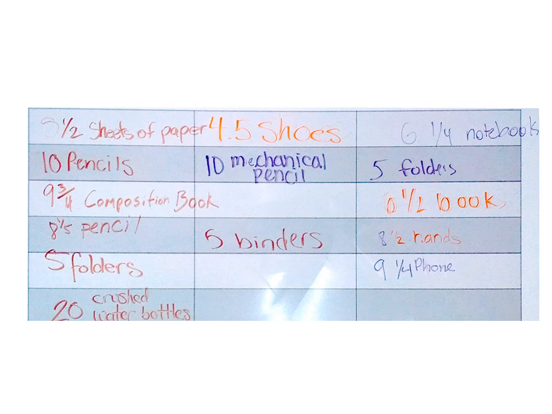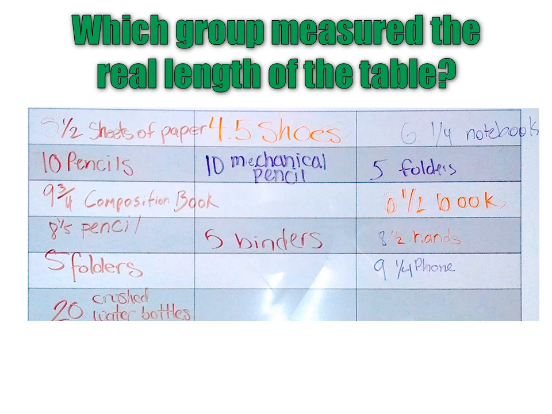And this is the trouble with units. The trouble with units is that if we don't specify a standard unit to use, we have no way of knowing who is correct. We have no way of comparing these to each other. So the question I asked students to think about was, which group measured the real length of the table? All these students were measuring the exact identical table. They all sat at the same table. But they all have completely different measurements. So the question is, who measured the real length of the table? And I want you to think about that.